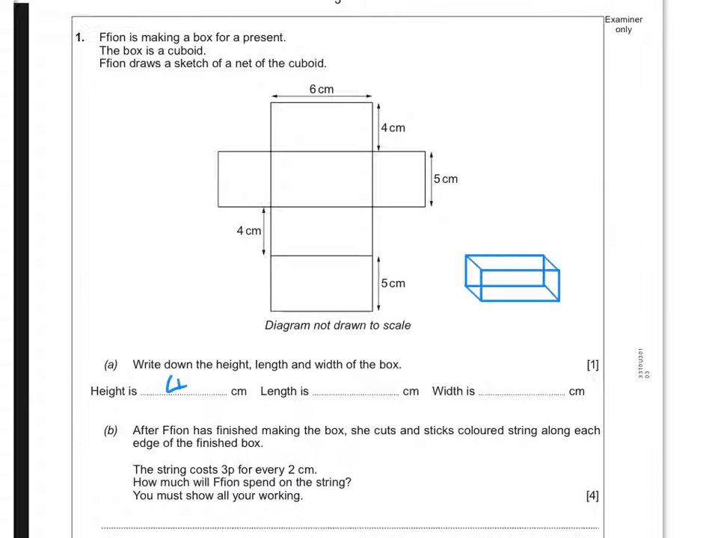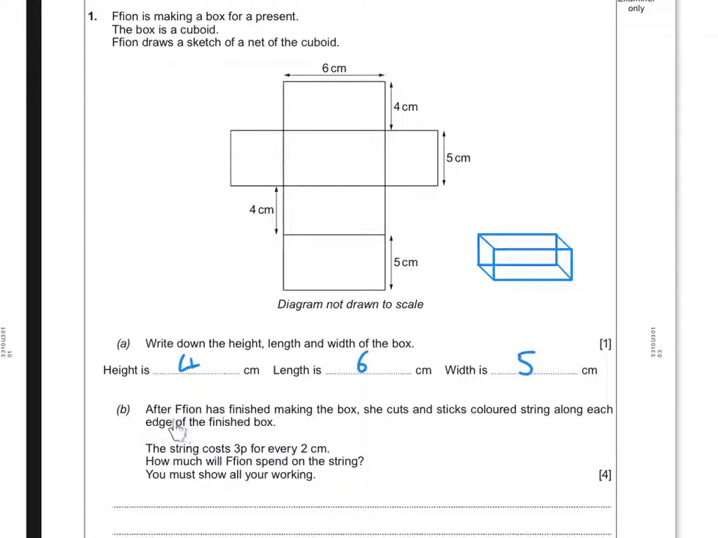The length of the box, as I see it, would be this length here, 6, so I'd write 6 in that box. And then the width of the box would be this line here, so that would be 5 centimeters. In fact, it depends on how you draw this and what you take. The mark scheme would accept 4, 5 and 6 in any order for these options here.